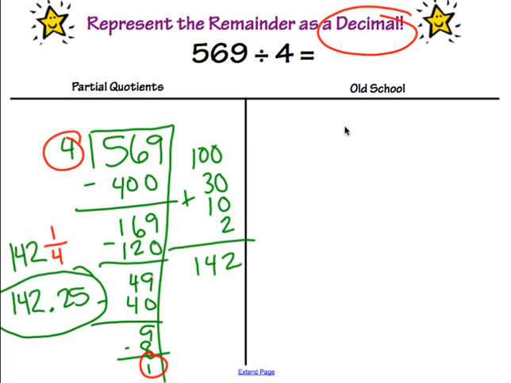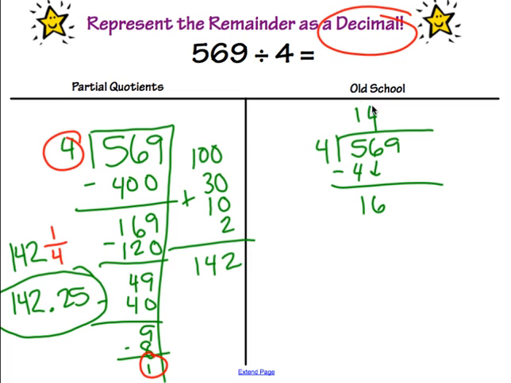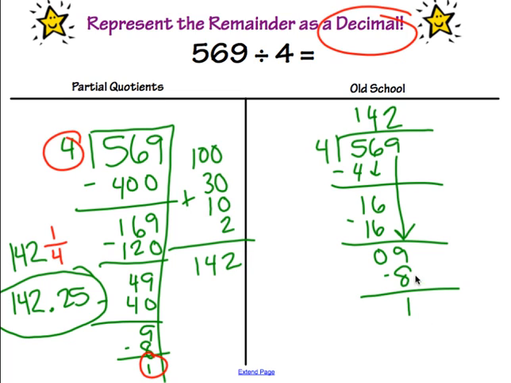This gets a little bit easier if you are using the old school method, so let's look at that method. We have 569 divided by 4. 4 goes into 5 one time. 1 times 4 is 4. Subtract. Bring down. 4 goes into 16 4 times. 4 times 4 is 16. Subtract. Bring down. 4 goes into 9 2 times. 2 times 4 is 8. Subtract. We have nothing left to bring down.